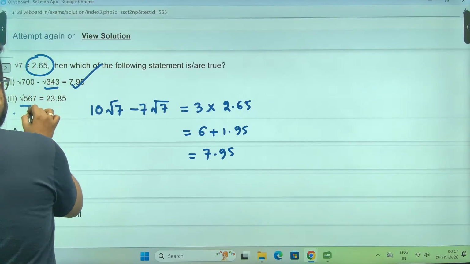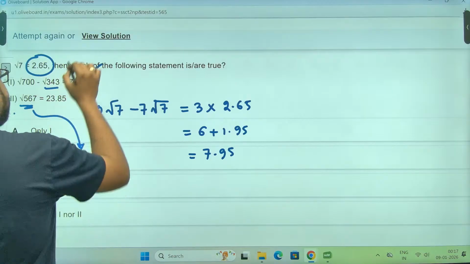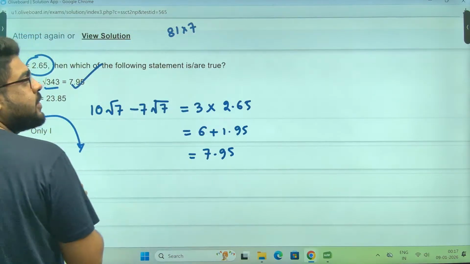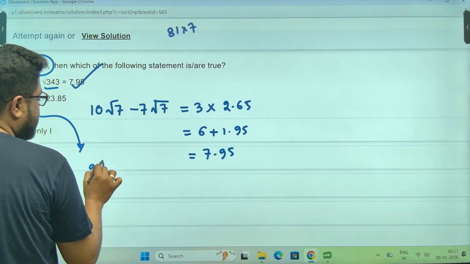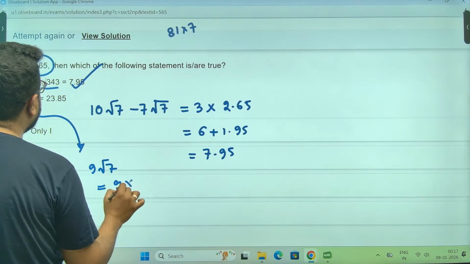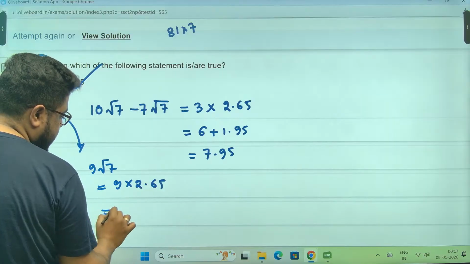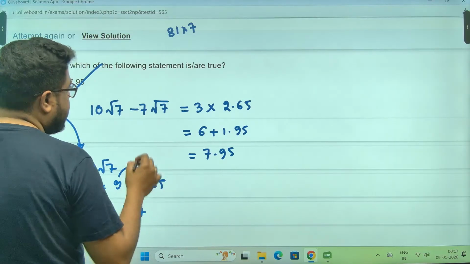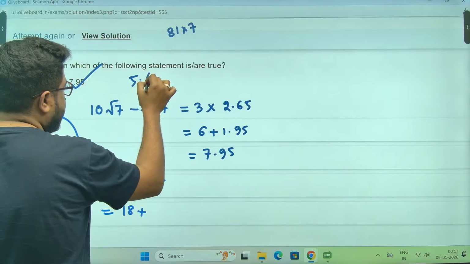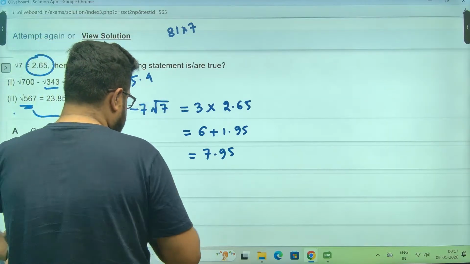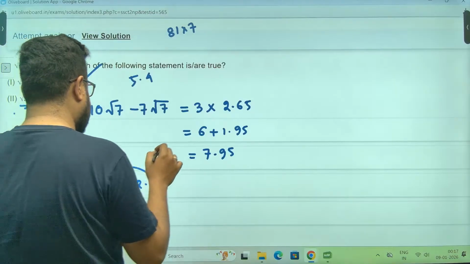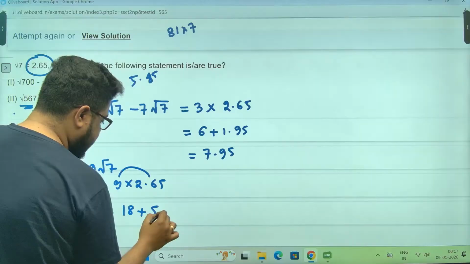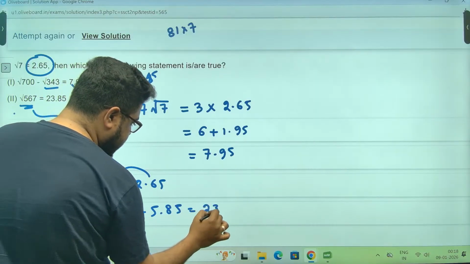Second one, sir, 567. 567 meaning 81 into 7 most probably. Yes, sir. 81 into 7. So that means this will be 9 root 7. Meaning this will be 9 into 2.65. Sir, 18 plus 9 into this. So this is 5.4. And 5 nines are 45, 5.85, sir. So this is 23.85.